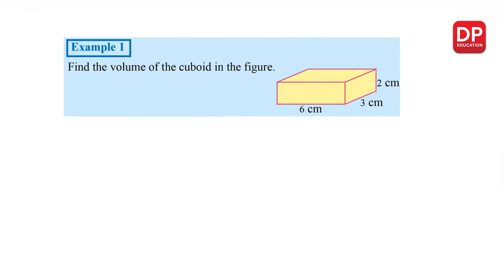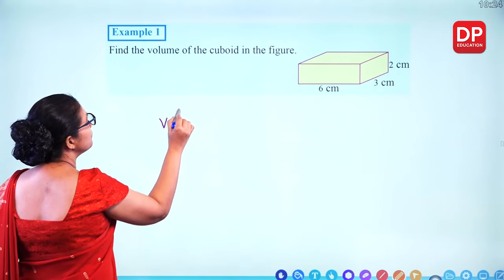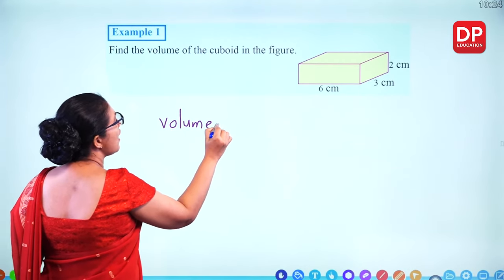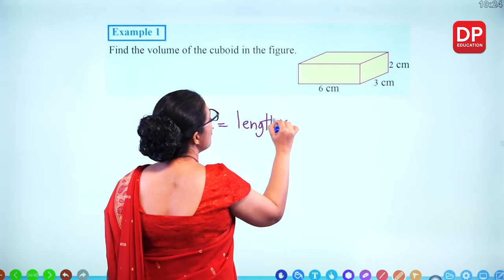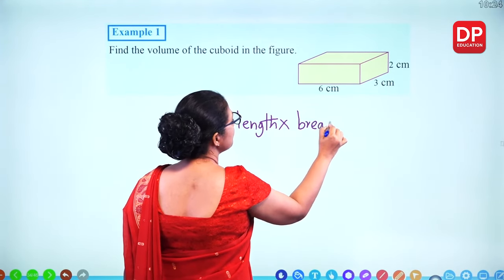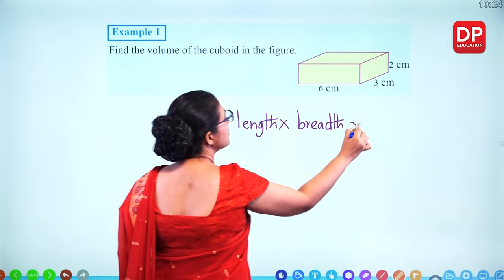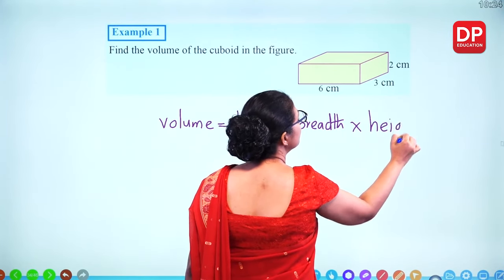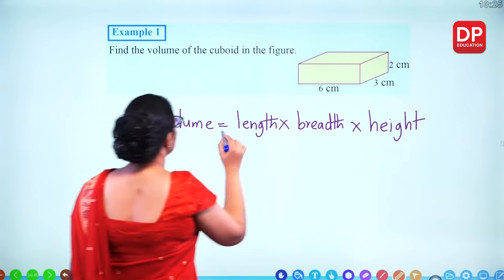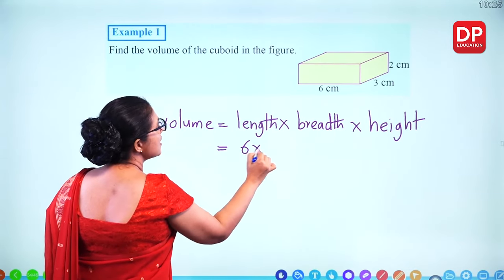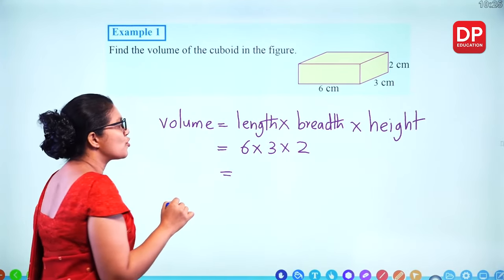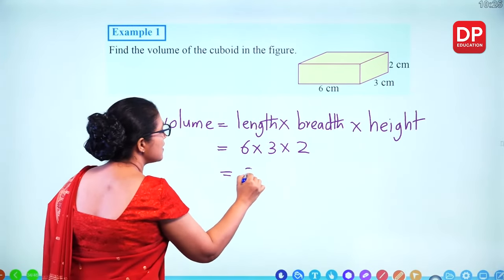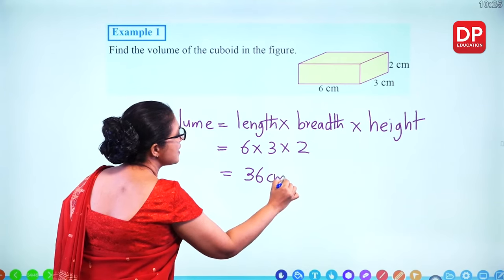Example number 1, find the volume of the cuboid in the figure. So what's the volume? You can use the formula length into breadth into height. Six into three into two. 3 times 2, 6. 6 times 6, 36 cubic centimeters.